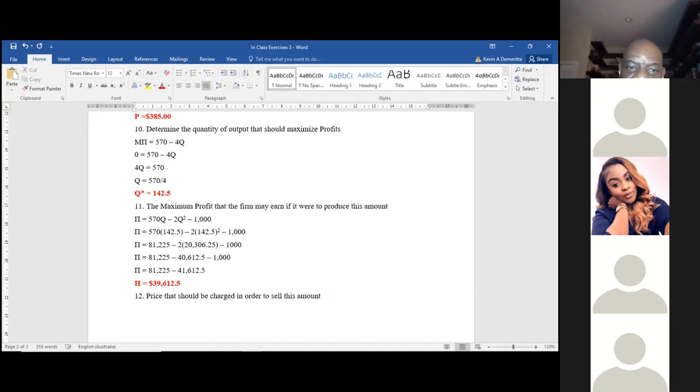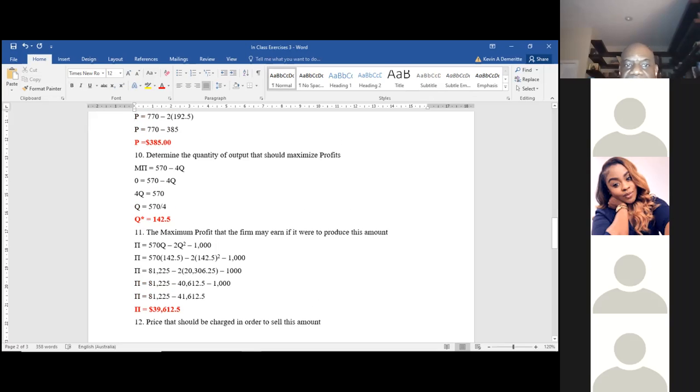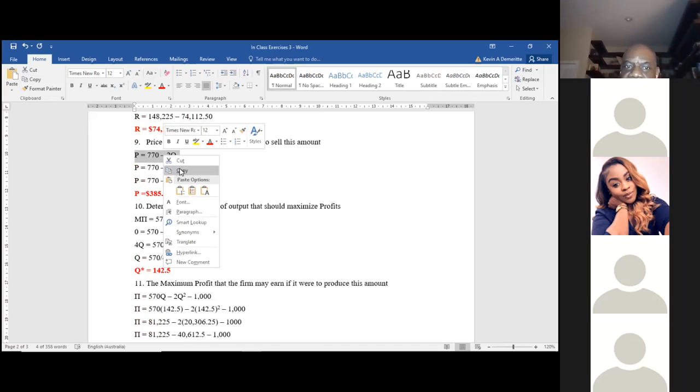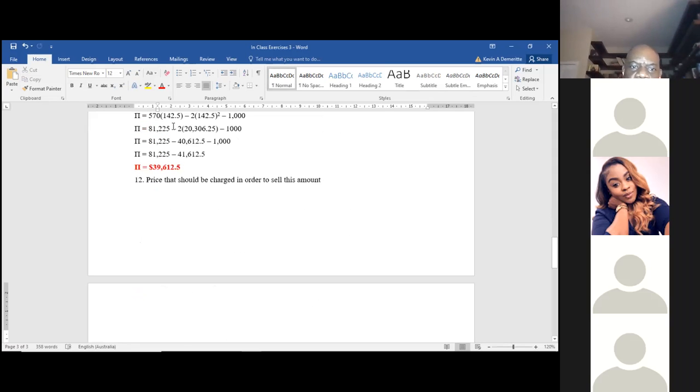Now, what price are we going to charge if we're going to sell 142.5 units? What do we do? What did we do before? See here, question 9. Invert. We use the inverse demand equation, or otherwise known as the price equation. But now, instead of our revenue quantity, this is our profit quantity.